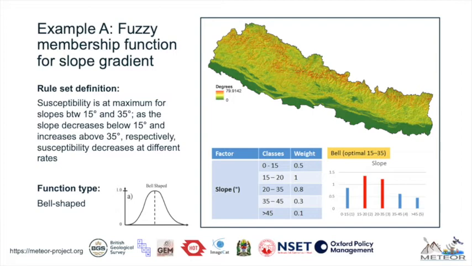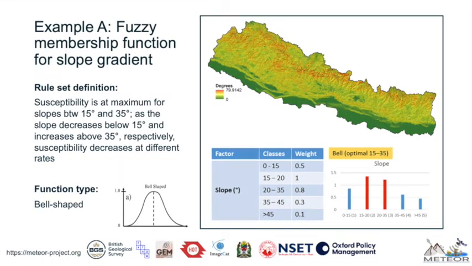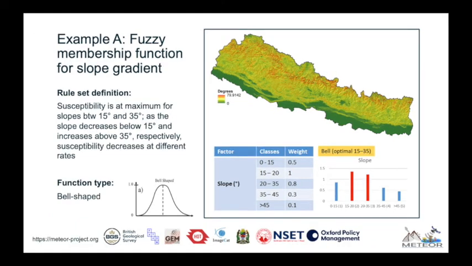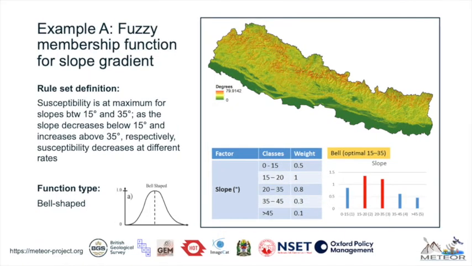The rule set definition for this predictor states that susceptibility is at maximum for slopes between 15 and 35 degrees. As the slope decreases below 15 degrees and increases above 35 degrees, susceptibility decreases at different rates.